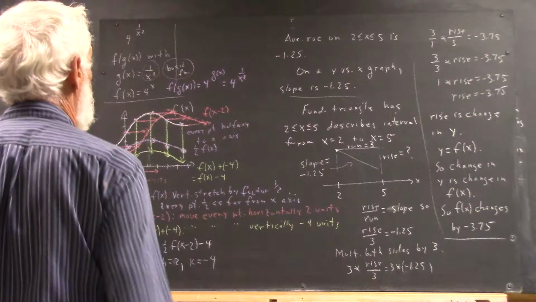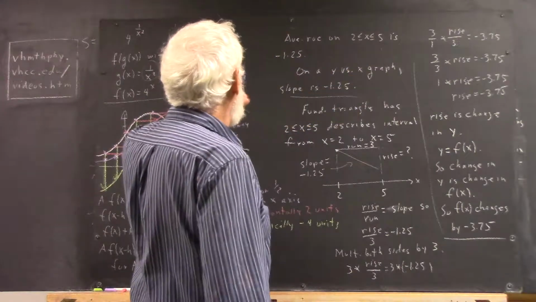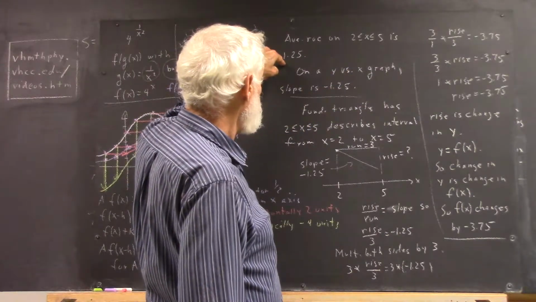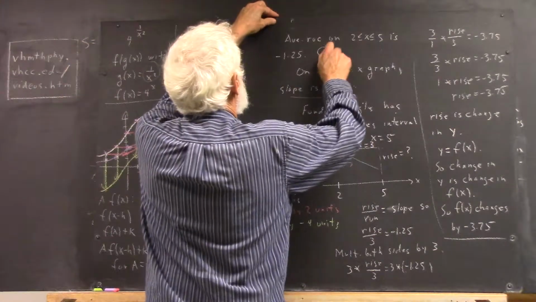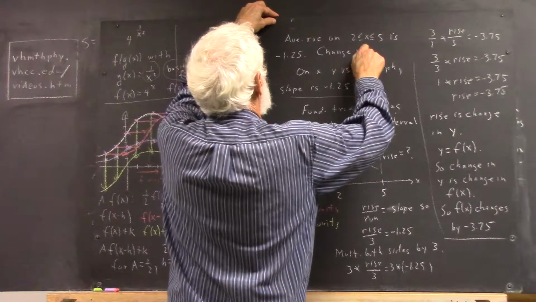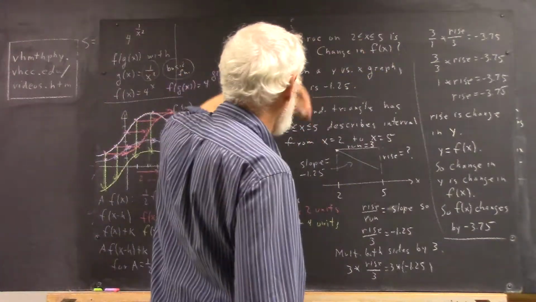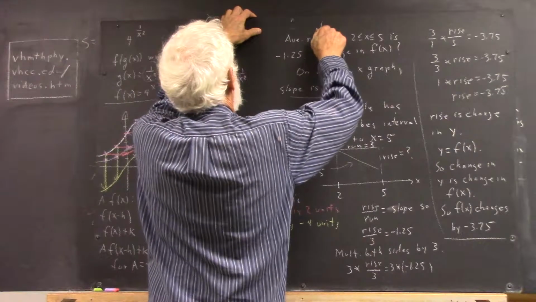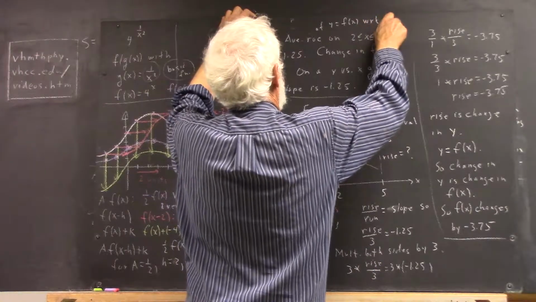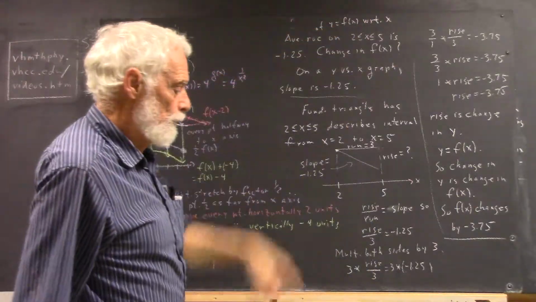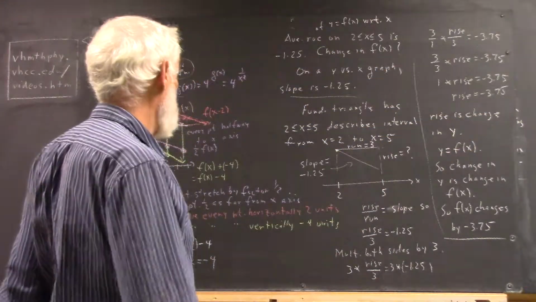Okay. The average rate of change on the interval 2 ≤ x ≤ 5 is negative 1.25. The question is, what's the change in the value of f(x)? And this is the average rate of change of f(x) with respect to x. So I could say of y = f(x) with respect to x. That's important terminology. I abbreviated it here, but it's written that way on the test.